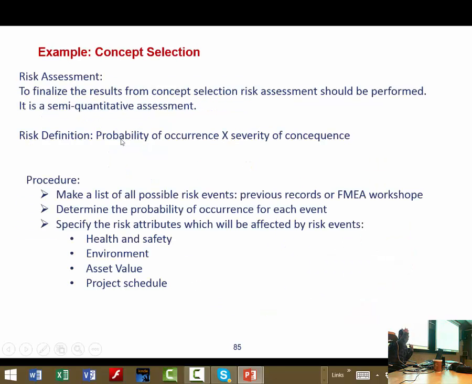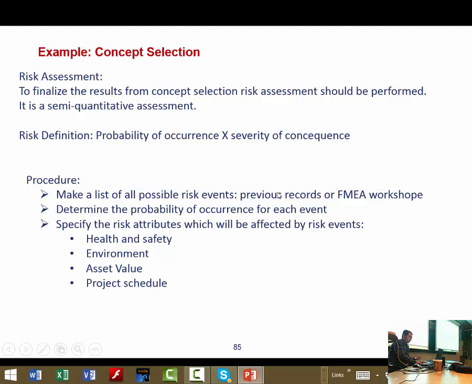But then when we go to risk assessment, it has the same procedure as the multi-attribute decision-making model. First, you should make a list of all possible risk events from previous records if you have them, or from failure mode and effect analysis for different systems and subsystems. And then you should assign the probability of each failure.